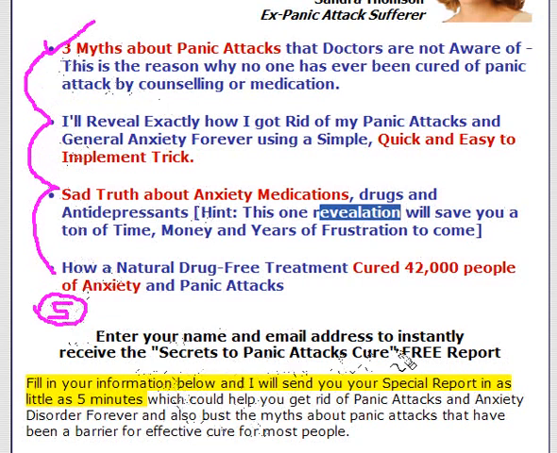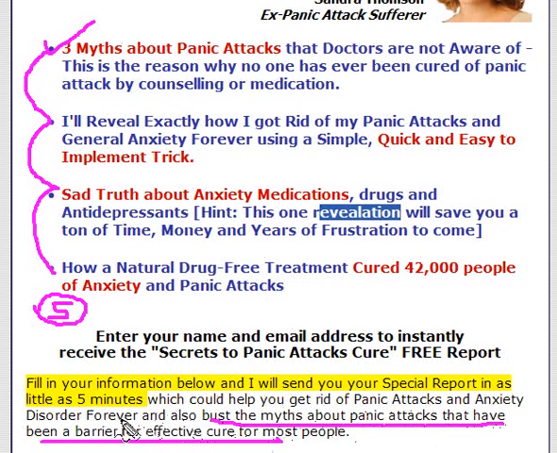Enter your name and email address to instantly receive the secrets. This is your call to action. Fill in your information below and it'll send you your special report in as little as 5 minutes, which could help you get rid of panic attacks and anxiety disorder forever, and also bust the myths about panic attacks that have been a barrier to effective cure for most people.